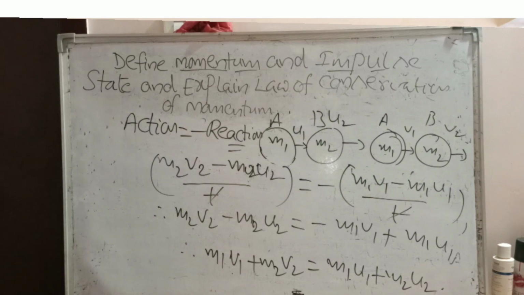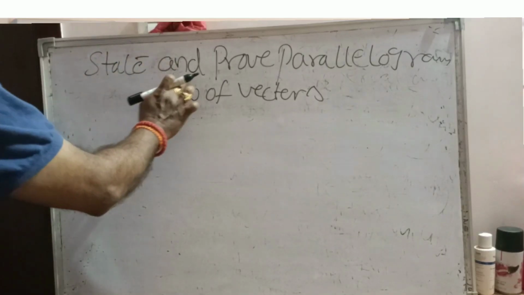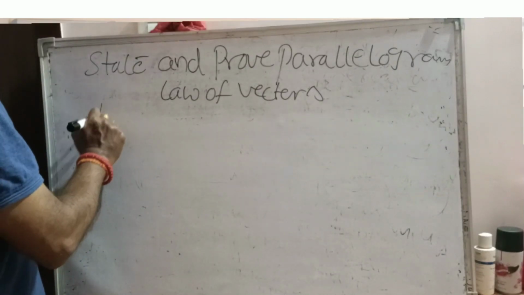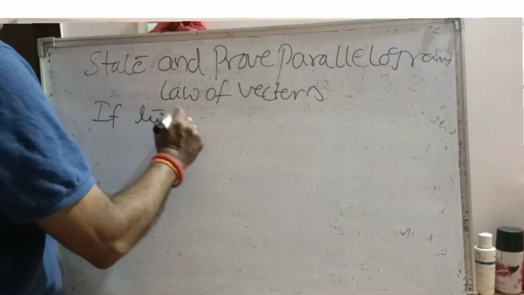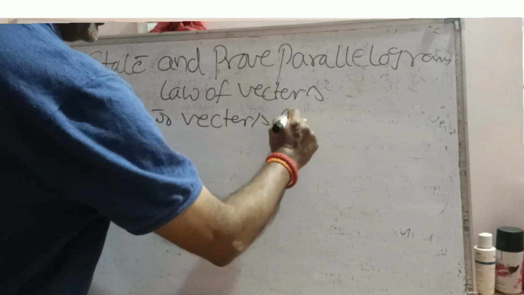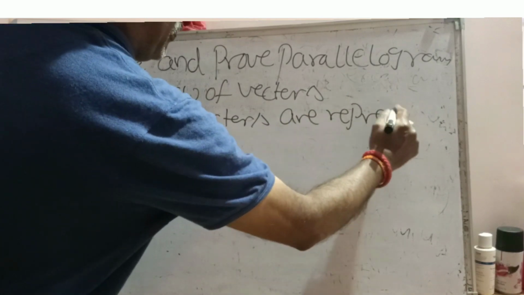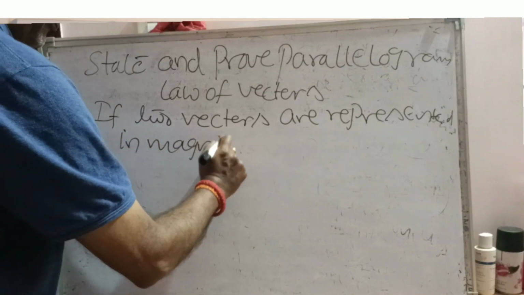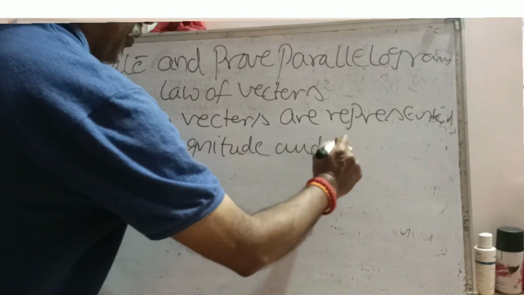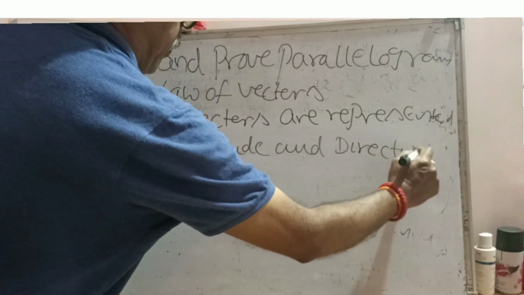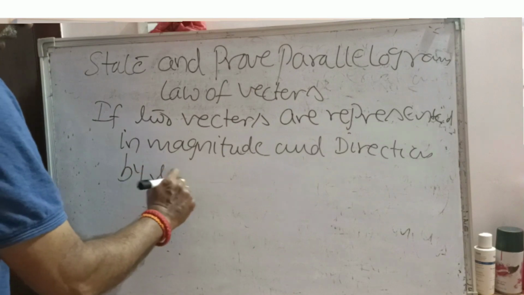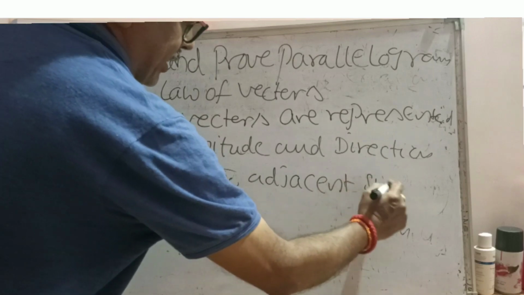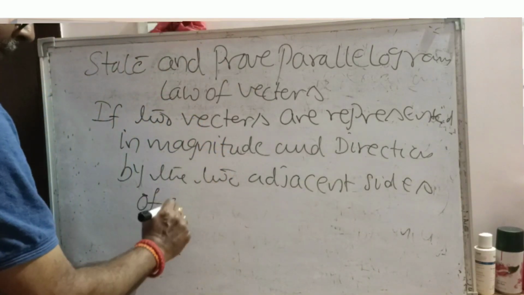Total momentum remains constant. State and prove the parallelogram law of vectors. According to the parallelogram law of vectors, if two vectors are represented in magnitude and direction by the two adjacent sides of a parallelogram.